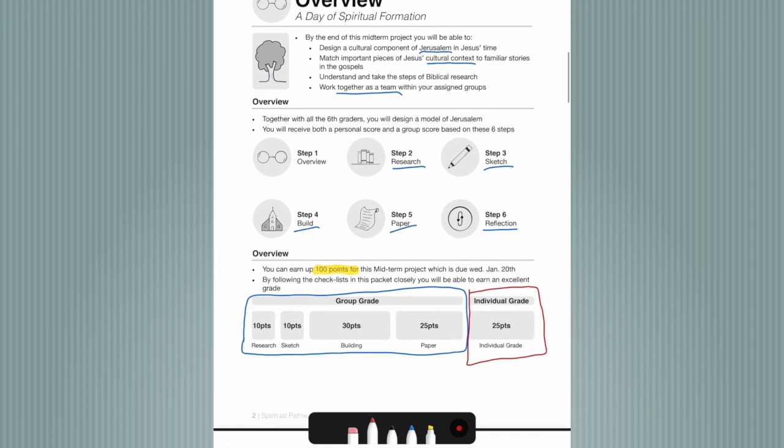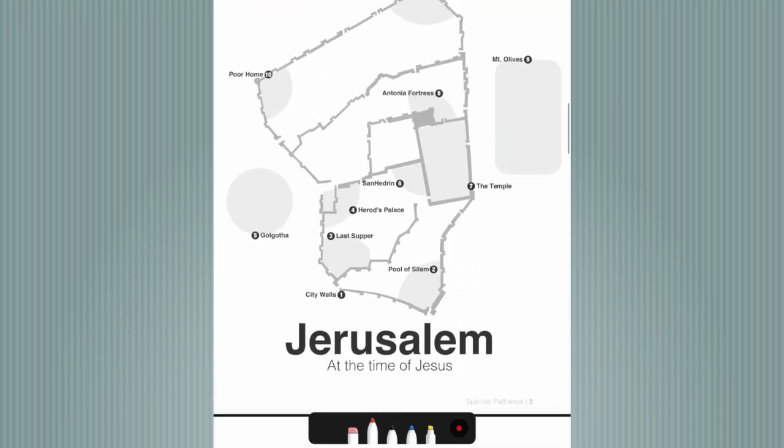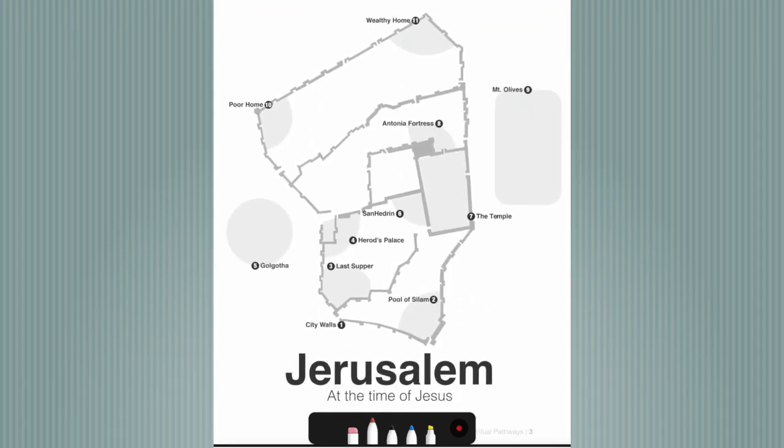Let's turn the page, and you'll notice that there is a model of Jerusalem. When you come to class either Tuesday or Wednesday, you are going to notice a huge table that has this map printed on it. Now, you will be assigned a different part within the city.